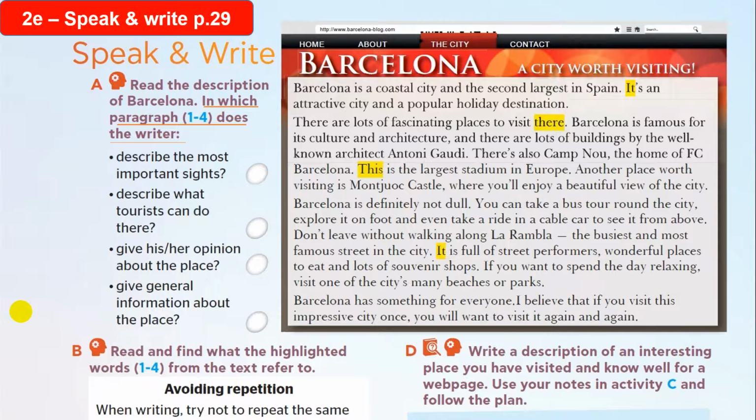Okay, now let's move on to your part. Open your book, your Sheraton page 29. Then we are going to speak and write, exercise A. Read the description of Barcelona and decide which paragraph from 1 to 4 does the writer.